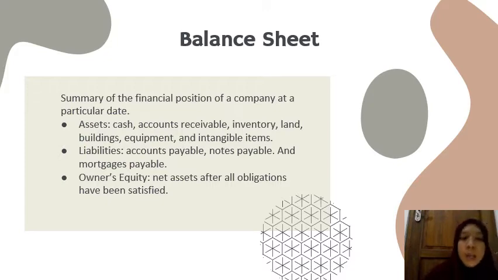And then owner's equity is sometimes called capital or net worth. Owner's equity is net assets after all obligations have been satisfied. Owner's equity is the amount owners invested in the company's stock plus or minus the company's earnings or losses since inception. Sometimes companies distribute earnings instead of retaining them. These distributions are called dividends.